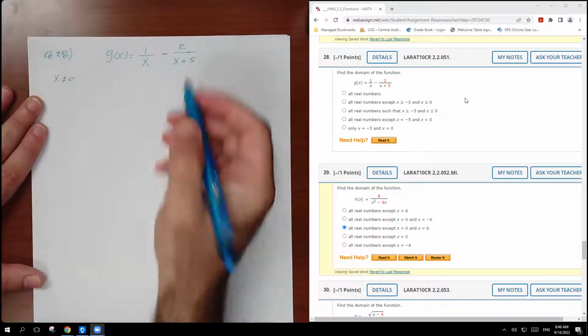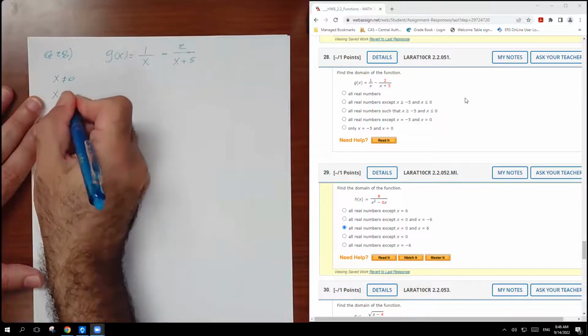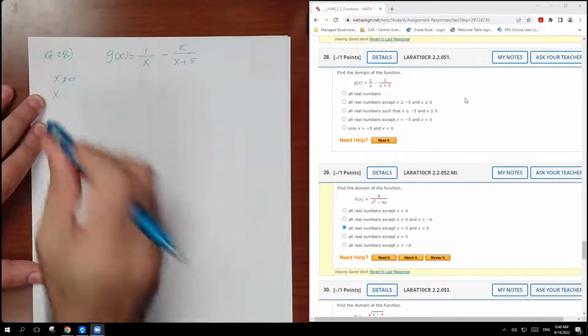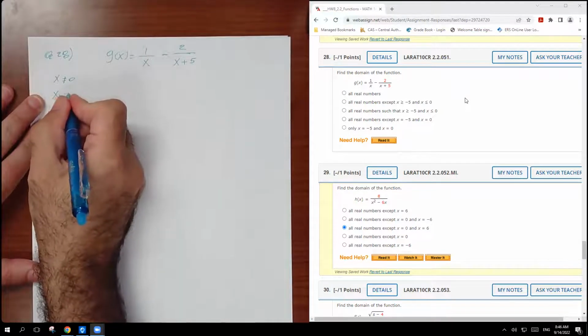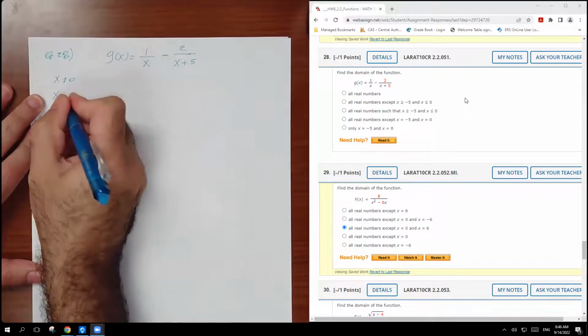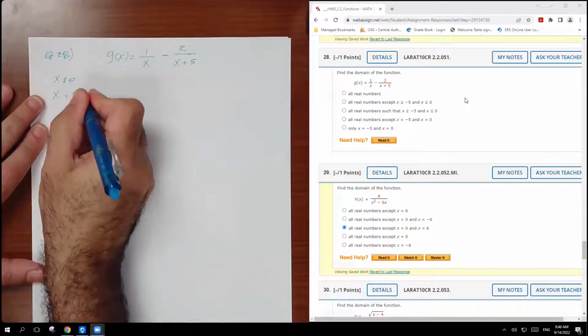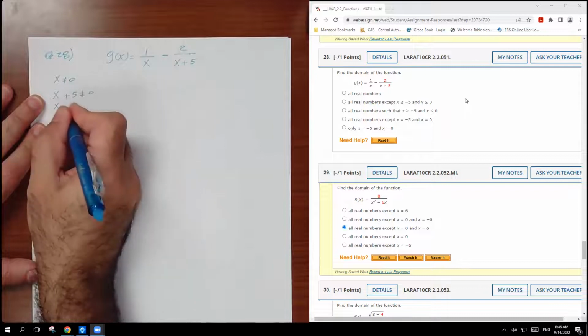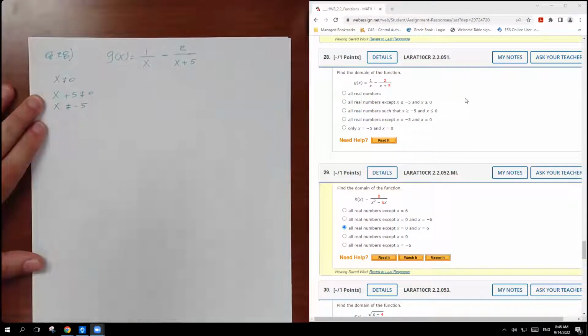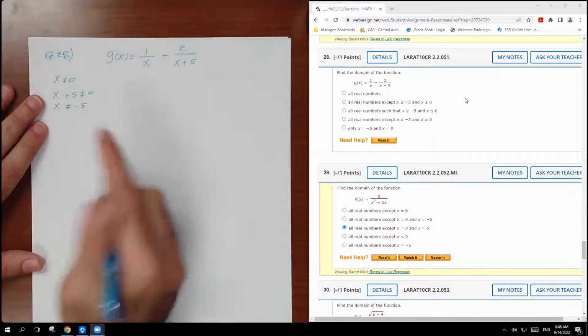The second part is x plus 5 not equal to 0. I need to solve this one. x plus 5 not equal to 0. That means x is not equal to negative 5. That means to find the domain, I can choose all numbers except 0 and negative 5.